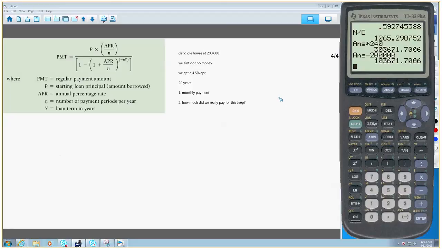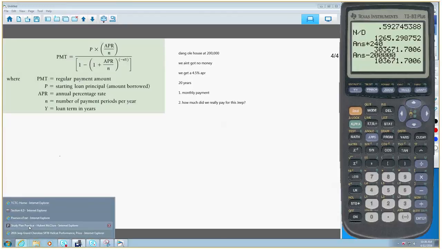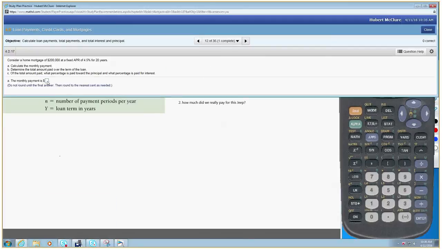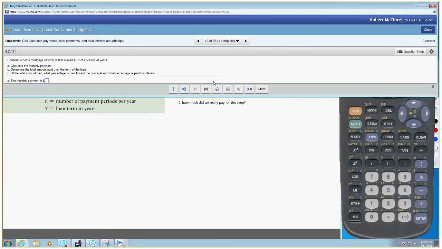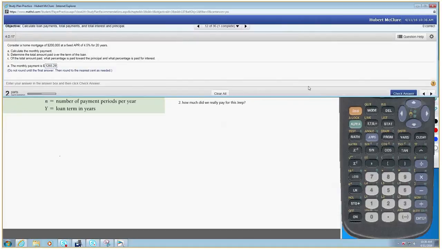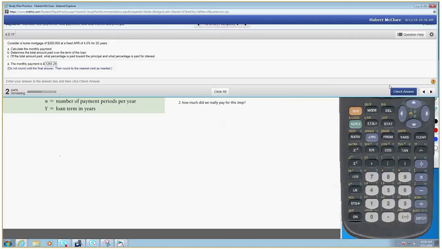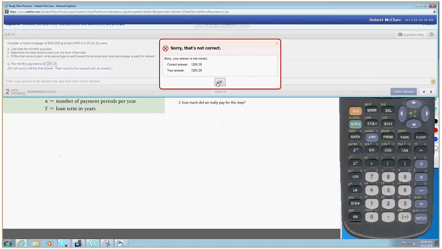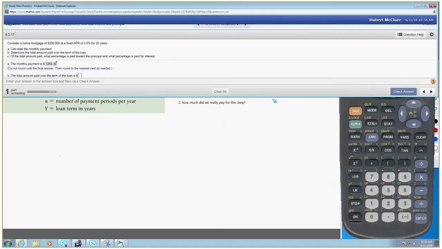Okay? Let's do one more with the house payment. Let's see if we got that right. Y'all wrote those down, didn't you? What's the monthly payment? $1,265 point what? 2.9? Okay. Sorry. What? $30. Oh, it says round to the nearest cent. I didn't read the directions.